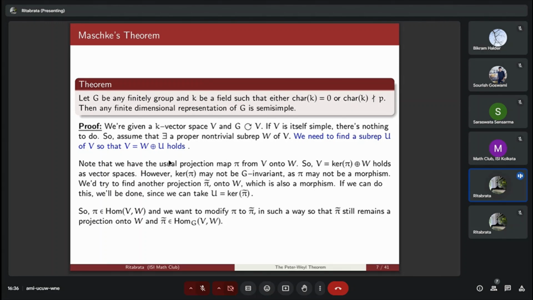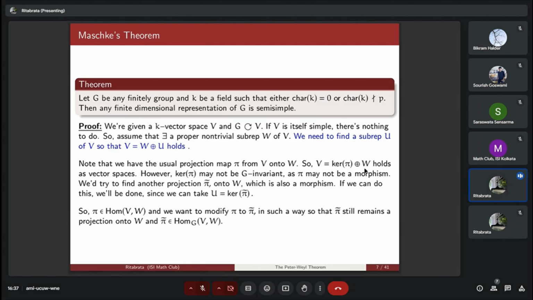So we note that we always have our usual projection map pi from V to V onto W. That is, you can write V as W direct sum something, and with that, take the W component and project onto W, the usual projection. And for projection maps T, we can always write V as the direct sum of kernel and image. This is a standard linear algebra fact. In which case the image of pi is W. So we can write V as kernel of pi direct sum W.